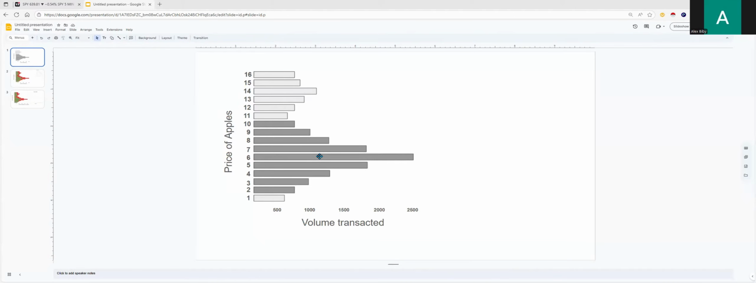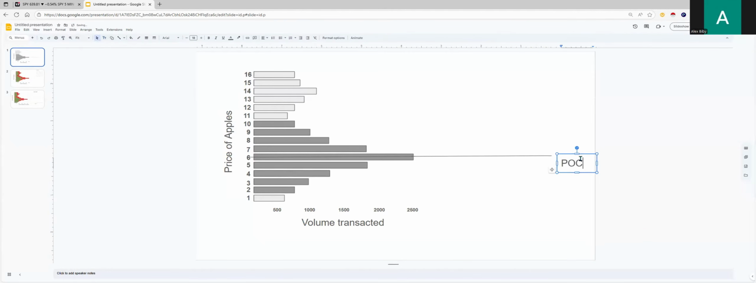That means both buyers and sellers are the most happy to transact at $6 when apples are $6. That is the highest volume transacted. What we call that is our point of control for apples. So at $6, everyone is very, very happy to buy and sell. Call that our point of control.